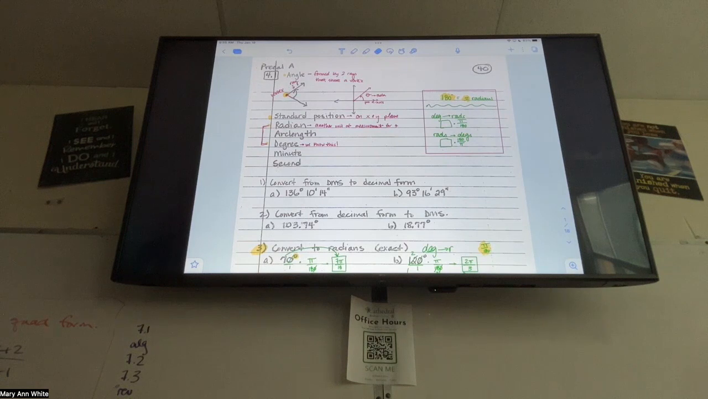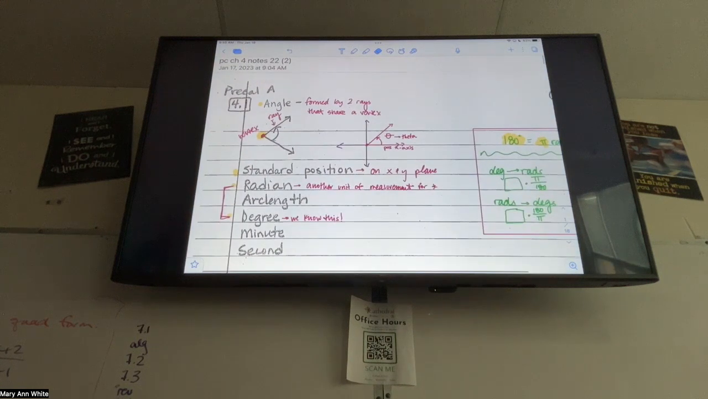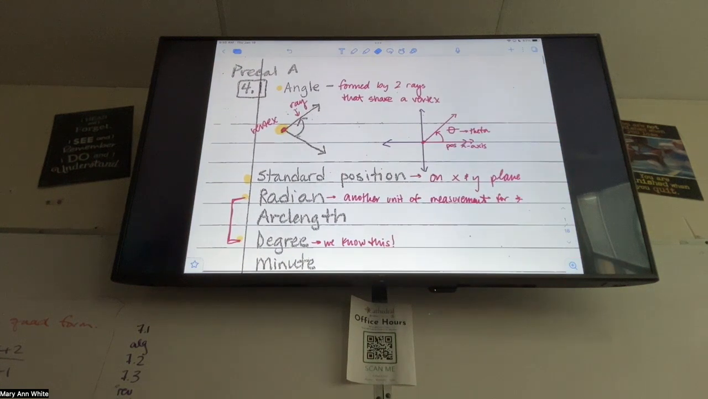All right, so for those of you who weren't here the other day, we just did 10, 15, 20-minute lessons on Tuesday. We had time after we went over our final, so I wanted to get us started. We talked about angles, how they're formed by two rays that share a vertex. We labeled them, and then we also talked about standard position.